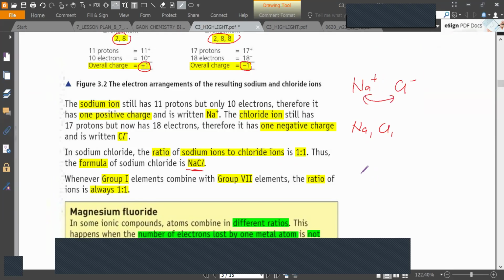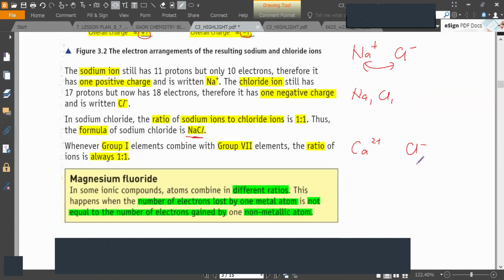Okay. So let's say we have calcium 2+, and then we have chlorine. In this case, we need 2 negative to balance it. So we will have calcium and then chlorine, 2 of them.